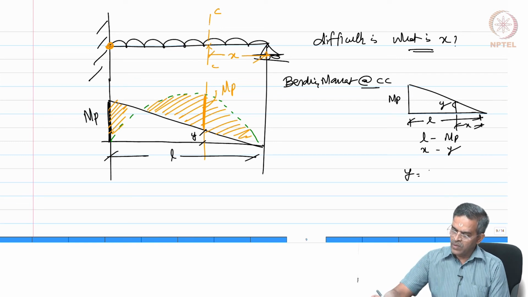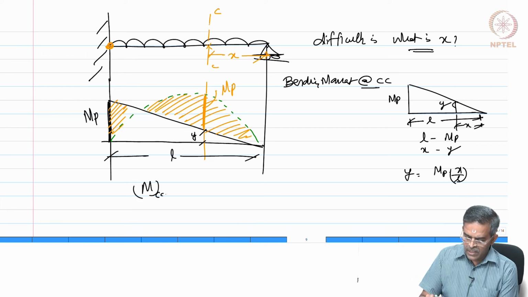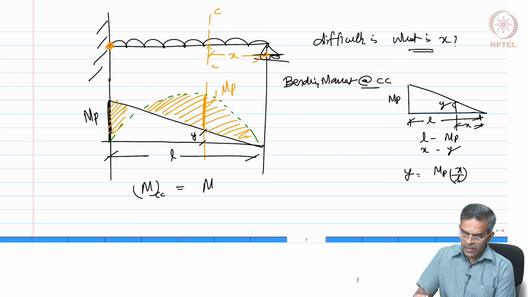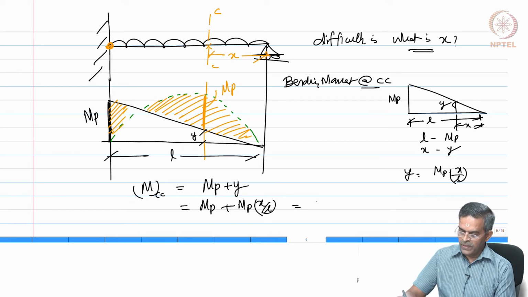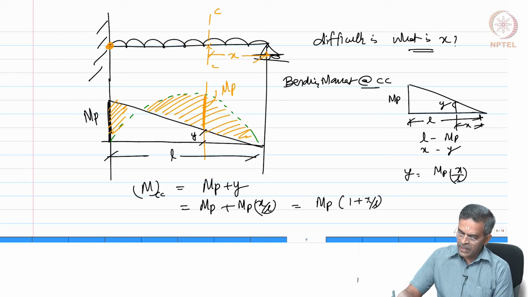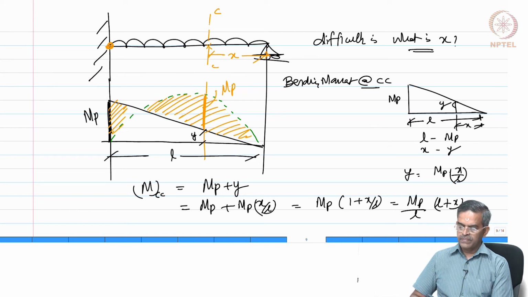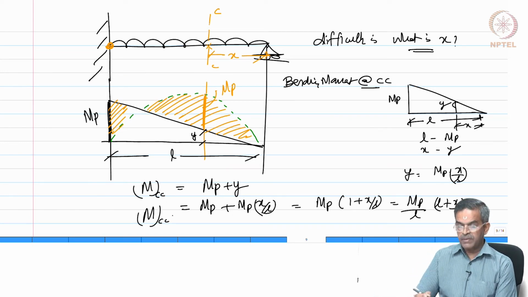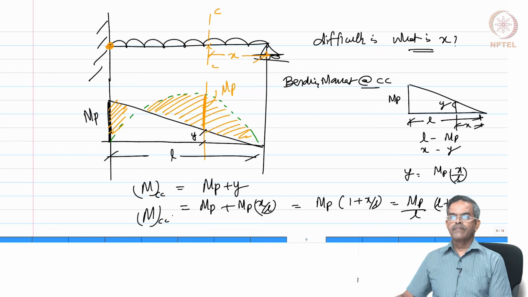So, y will be actually equal to MP into x by L. So, the bending moment at a critical section MCC will be equal to MP plus y, which is MP plus MP times x by L, which is MP times (1 plus x by L), which is MP times (L plus x) by L. That is my bending moment at CC, am I right? Okay.